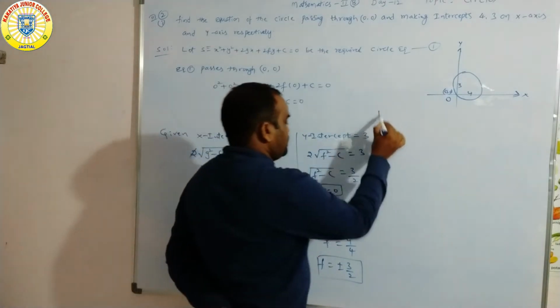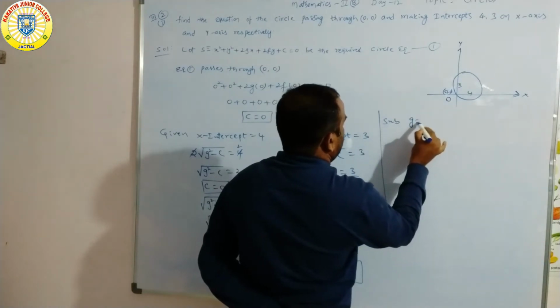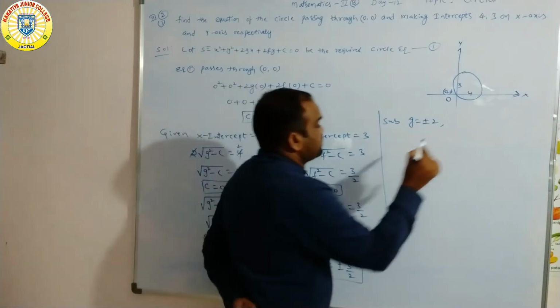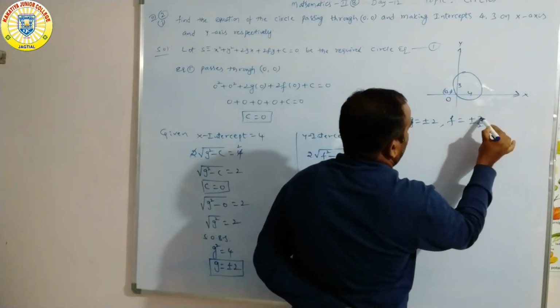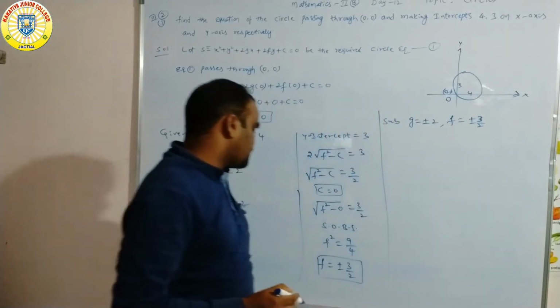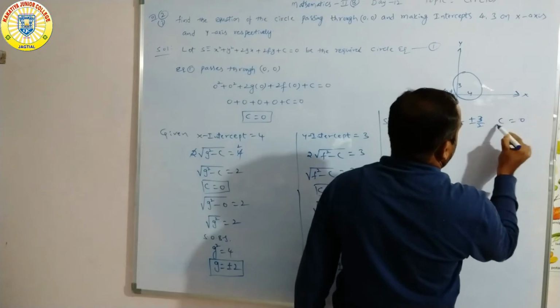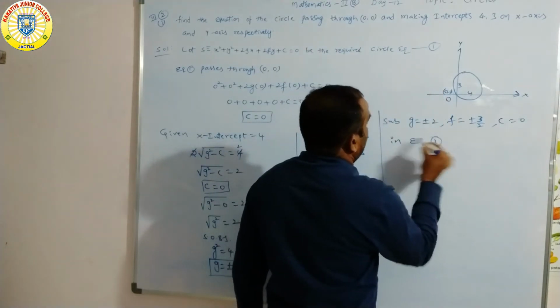Here observe this one. Substituting which values? g is equal to plus or minus 2, f is equal to plus or minus 3 by 2, and c is equal to 0 in equation 1.